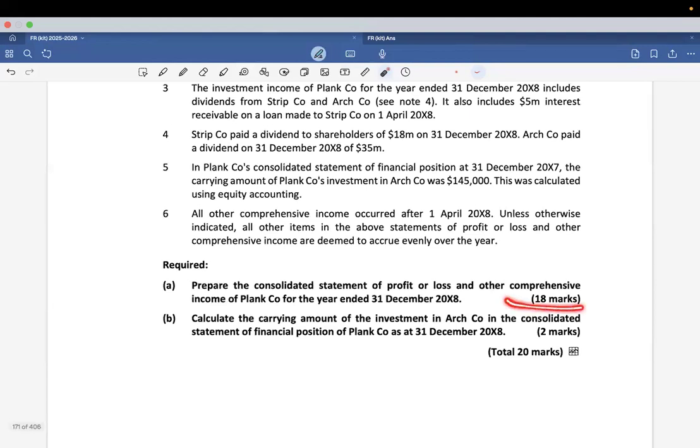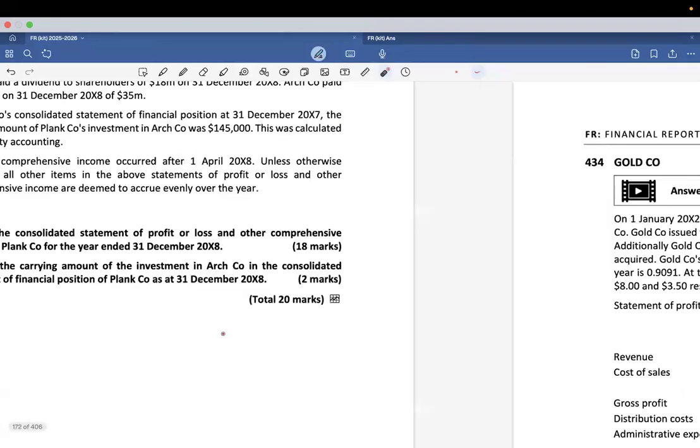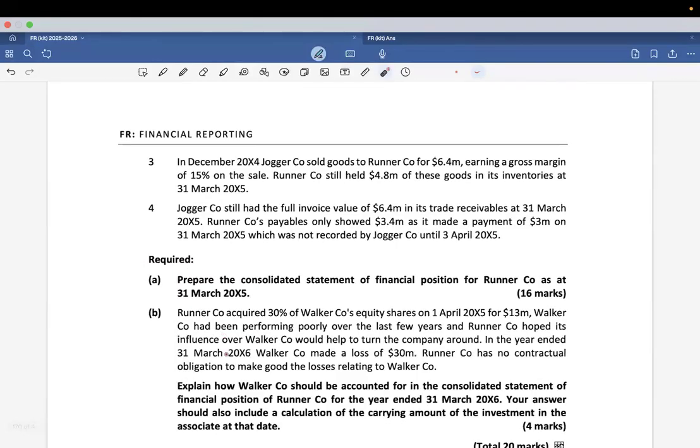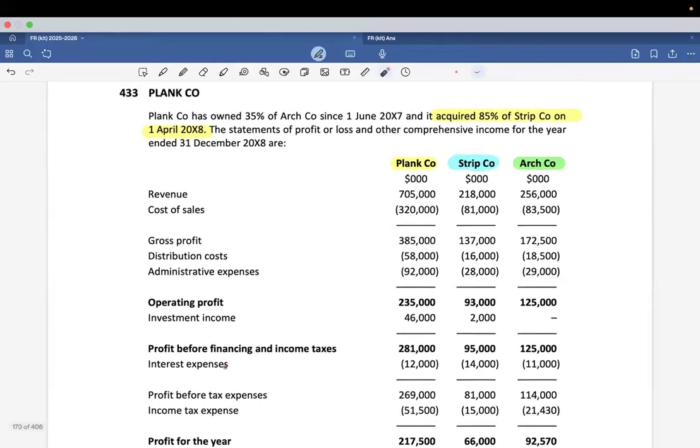And this question is for 18 marks, and trust me, for each calculation you're going to be awarded marks. Clear? And this B part is entirely connected with the fifth additional information. That means in order to value the Arch company's investment. Understood? You can simply take a look at the answers, but we'll do it together in the next class.